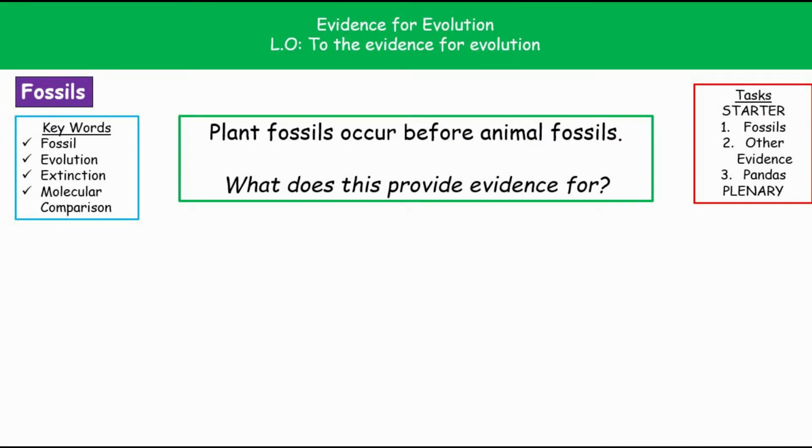The next observation we made is that plant fossils are found occurring before animal fossils. So jot that first sentence down and see if you can give me an answer to the question about what that provides evidence for.